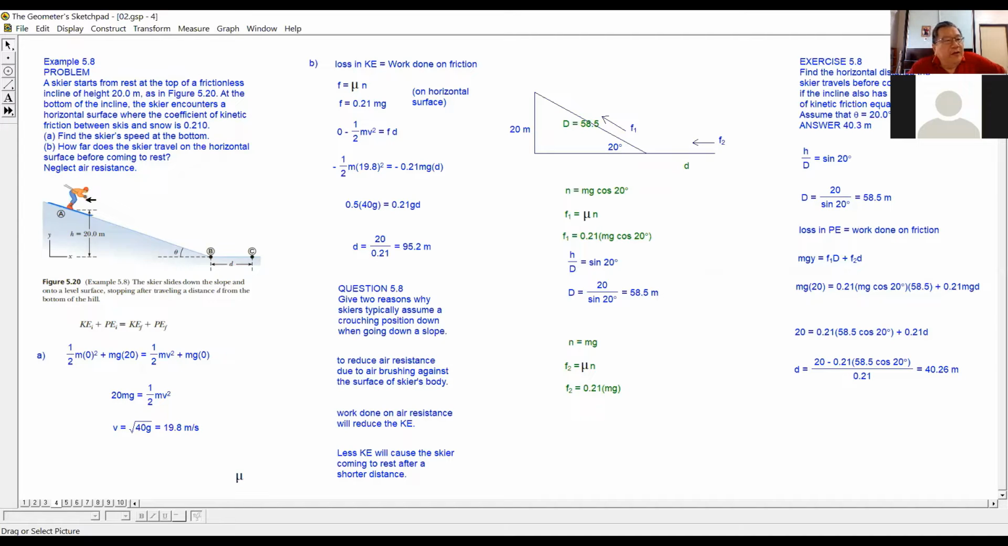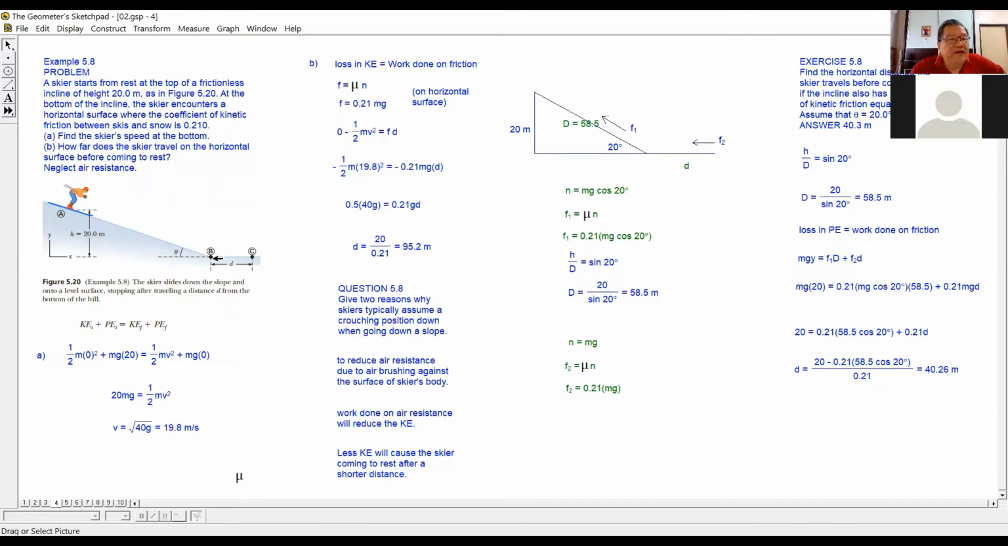Now, this question is like this. This skier slides down an inclined plane, or a slope, from A to B. This is the first part of the journey. The first part of the journey is frictionless, so that means there's no friction between the surface of the snow and the skier.